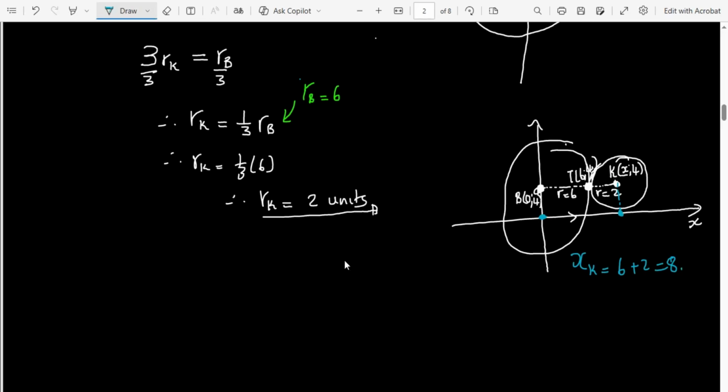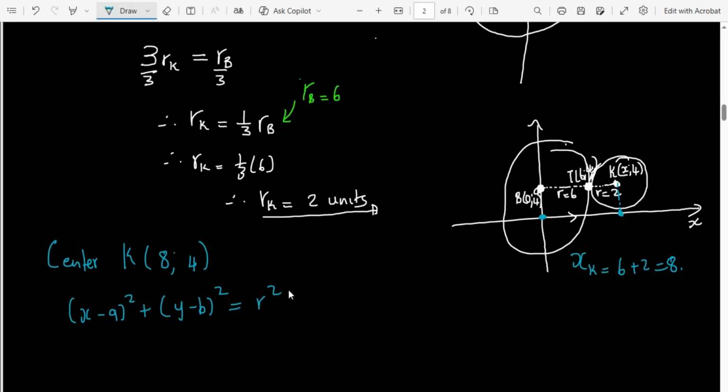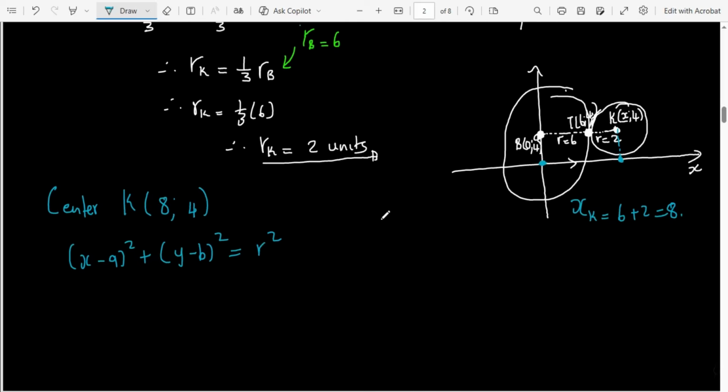So the center K will have the coordinates (8, 4), which makes it easy for us to find the equation of that circle. I hope you understand what I did then. If you don't understand, you are more than welcome to pause the lesson and work on it again.